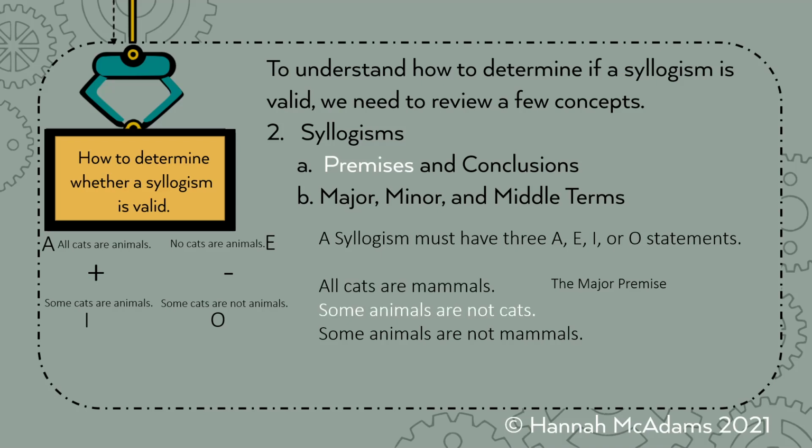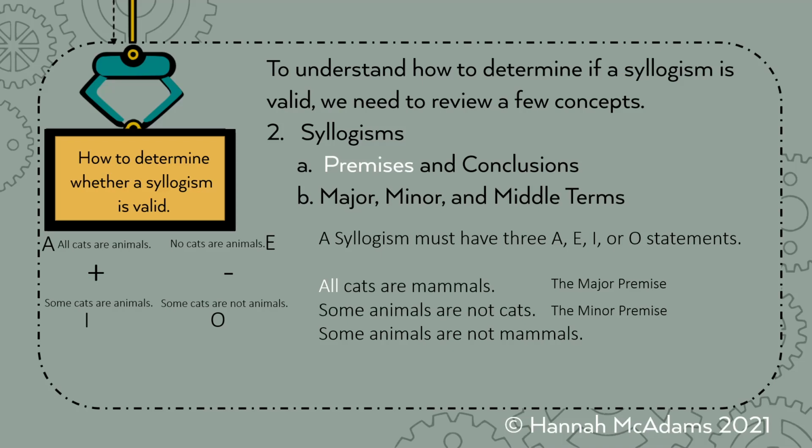And then the minor premise is the next one. Some animals are not cats. Again, that could be an A, E, I, or O statement. In this case, it's some are not, which is O. So that's called the minor premise, and I will talk about why in just a minute when we get to the major, minor, and middle terms. So these are the premises, the major premise and the minor premise.